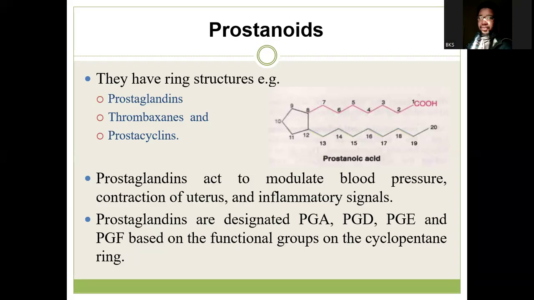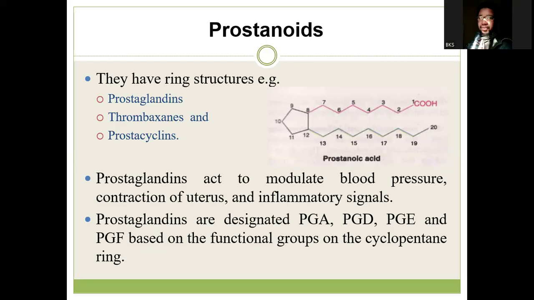Examples of the compounds that fall under prostanoids are prostaglandins, thromboxanes, and prostacyclins. These compounds are known to exhibit quite a number of biological activities, most especially prostaglandins, which are well known to be involved in inflammation. Of course, after inflammatory signals, we know that they are also involved in contraction and relaxation, most especially in bronchial models.